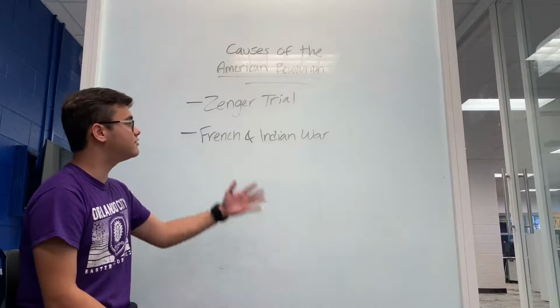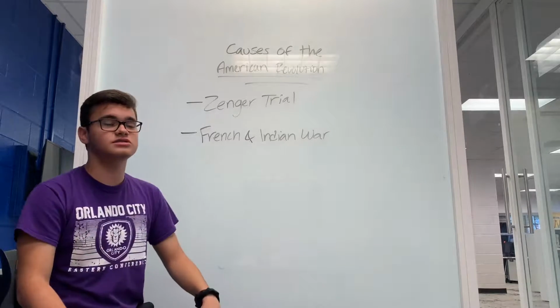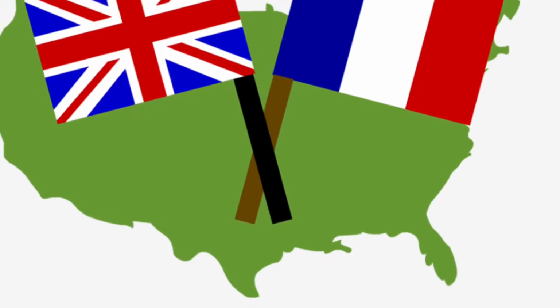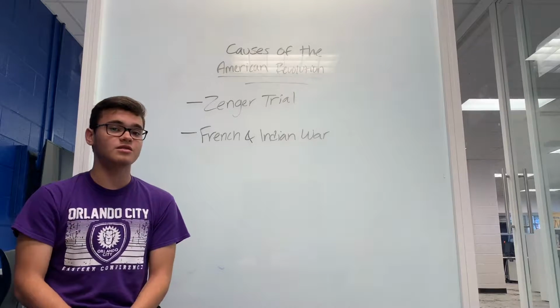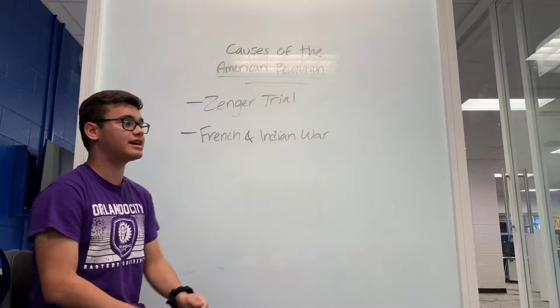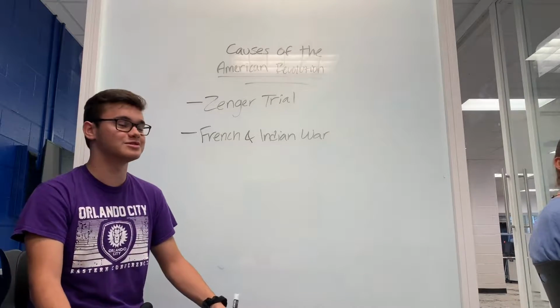So next up, we have the French and Indian War, also known as the Seven Years' War. The French and Indian War was a war between the French and the British over territory in North America. So now, let's bring up Madeline Hess to talk about some facts on why it's important in the American Revolution.